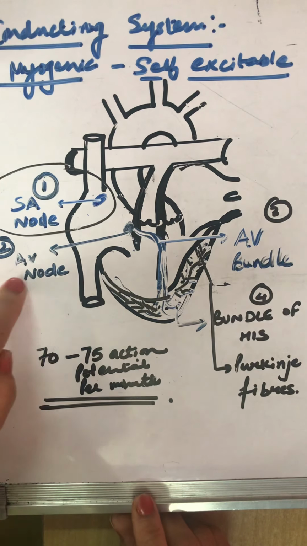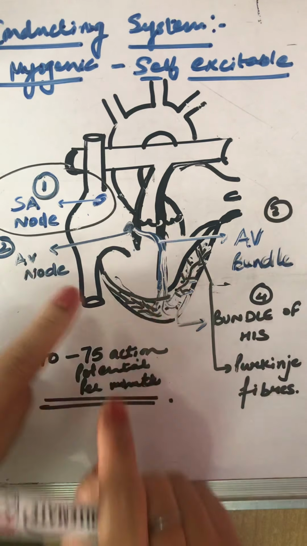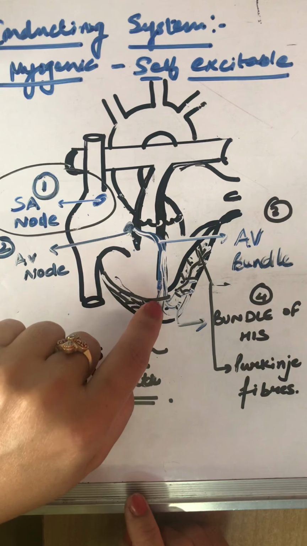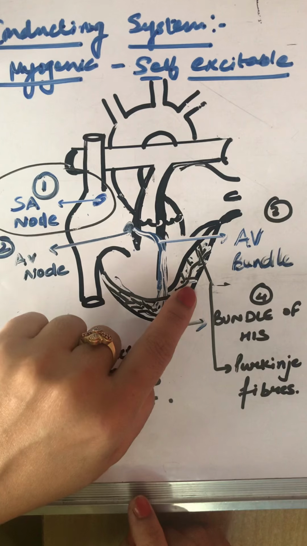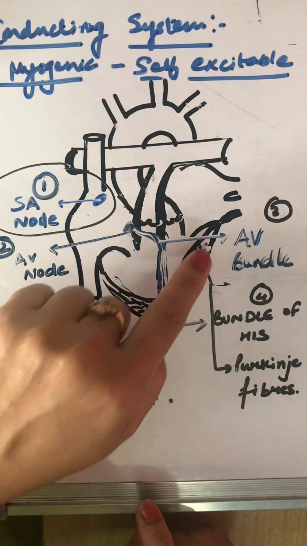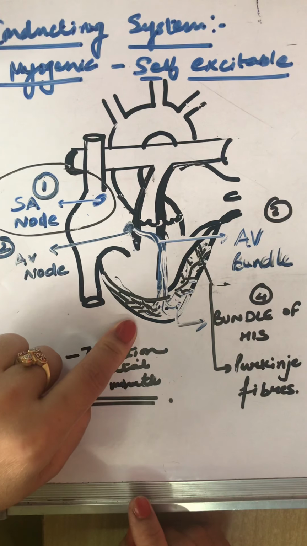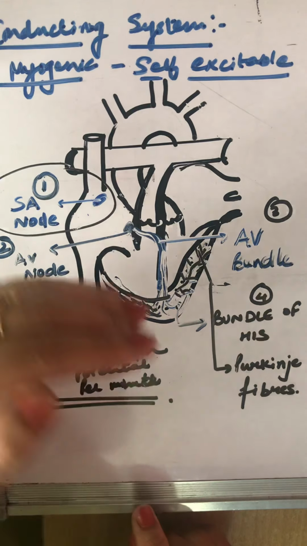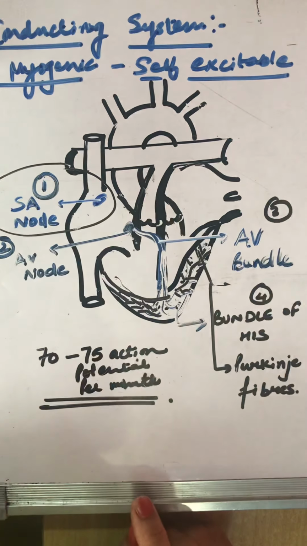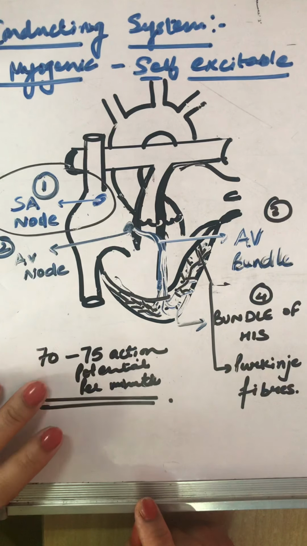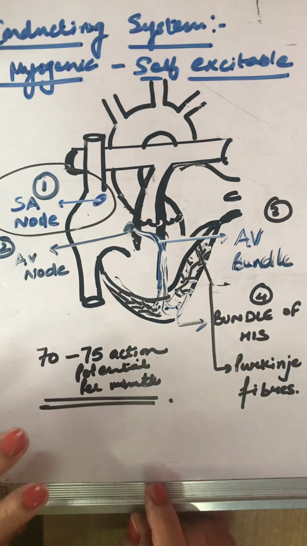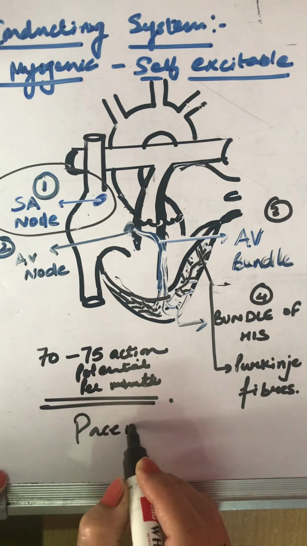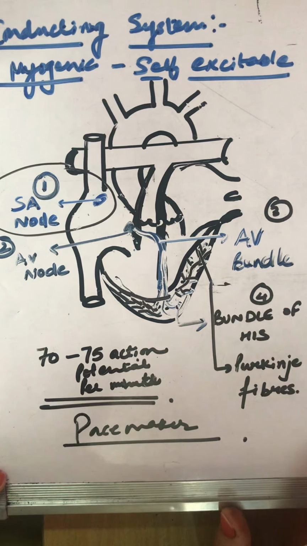And then through the AV node located here, then the AV bundle, which passes through the septum and emerges at the interventricular septum, branches into right and left bundles. We call them bundle of His, and then the bundles immediately produce small and smaller fibers, finer branches, we call them Purkinje fibers, which will conduct the impulse to the walls of the ventricles. The SA node generates a maximum of 70 to 75 action potentials and is responsible for maintaining the rhythmic activity of the heart. Hence, it is also known as the pacemaker of the heart.